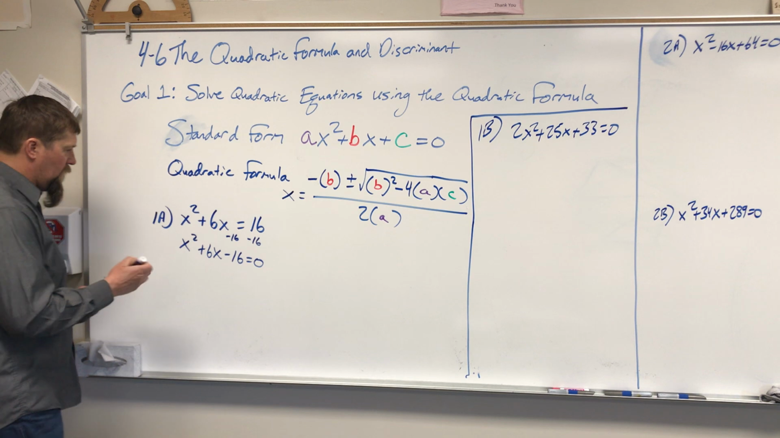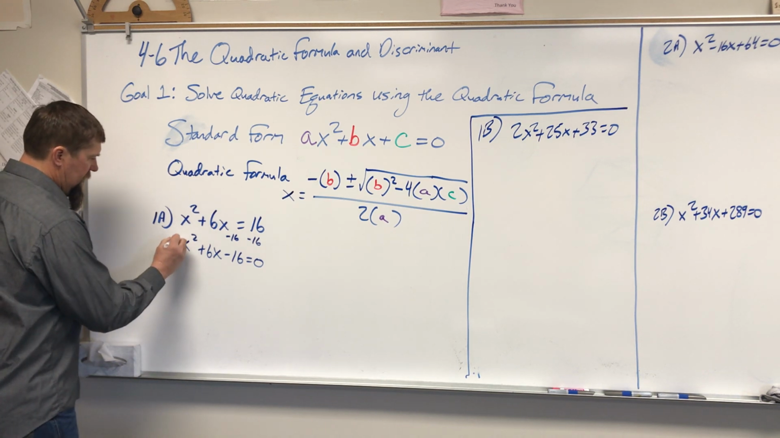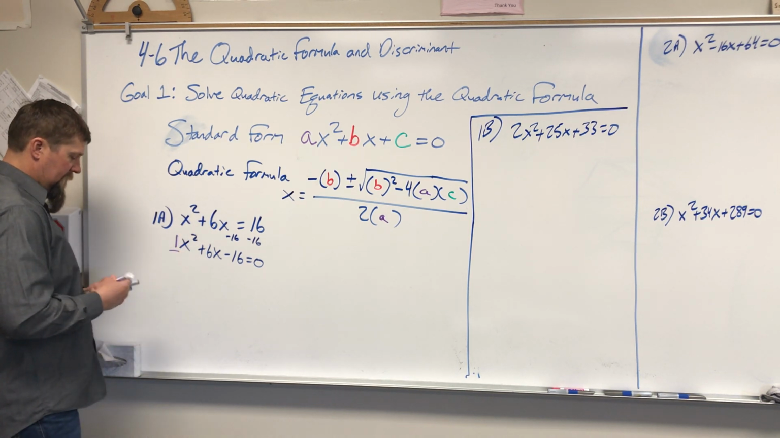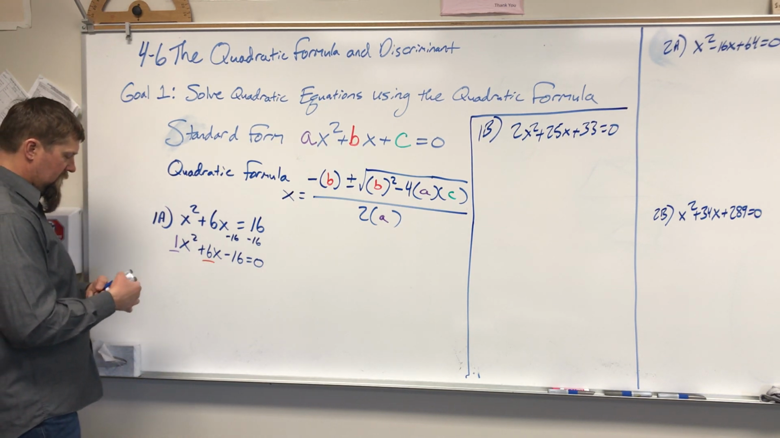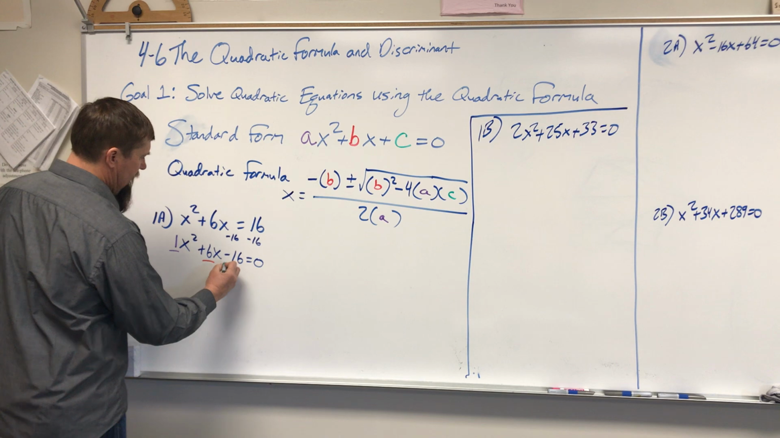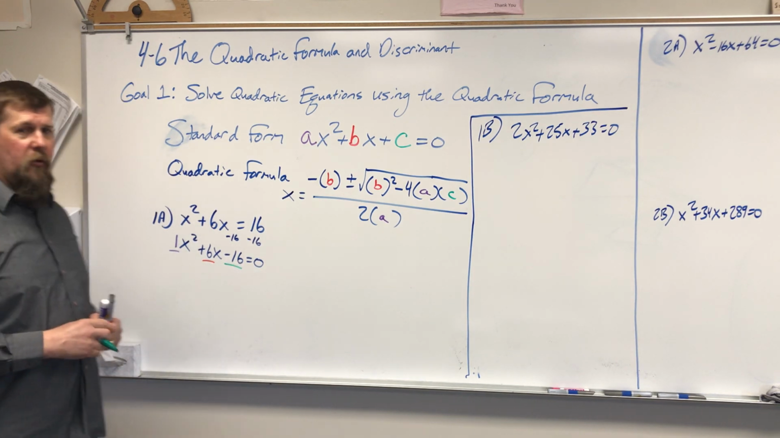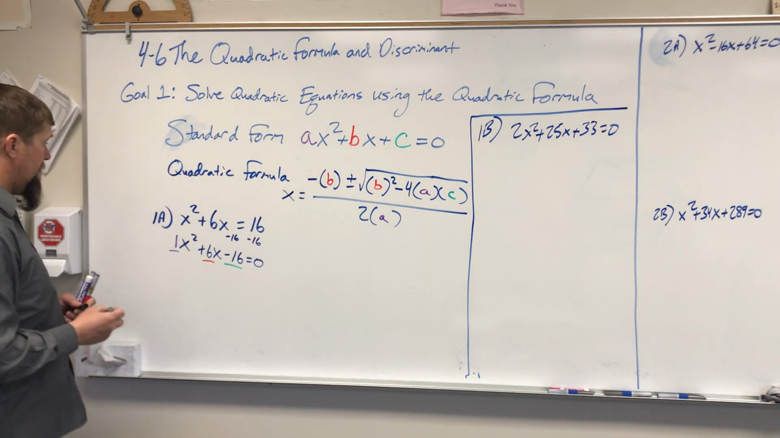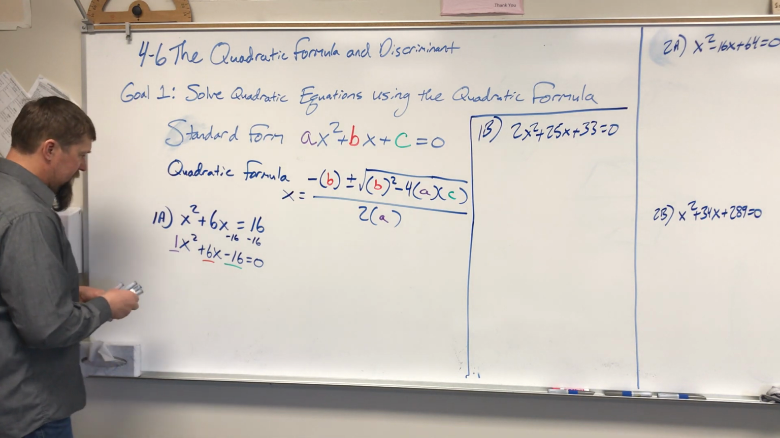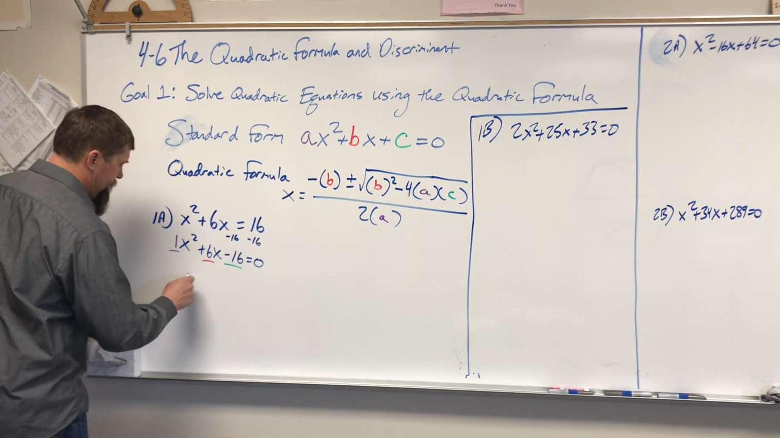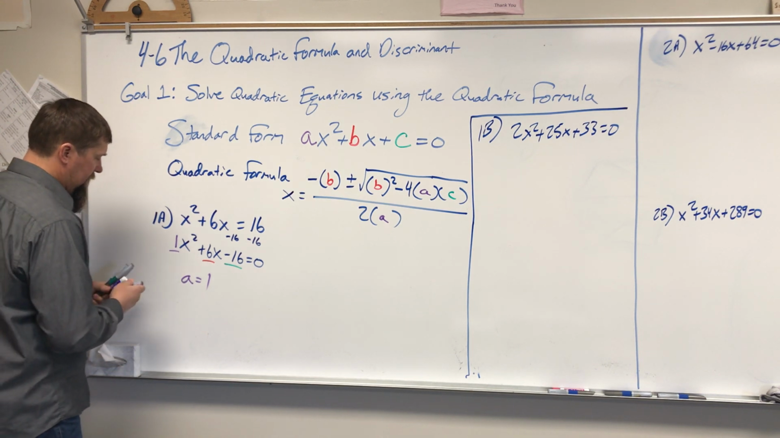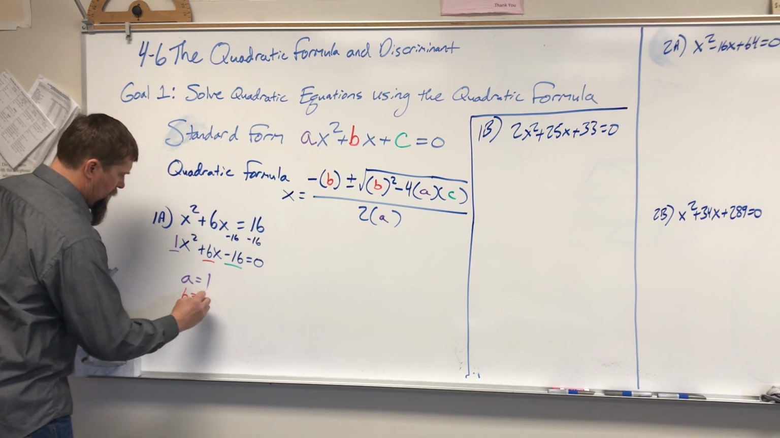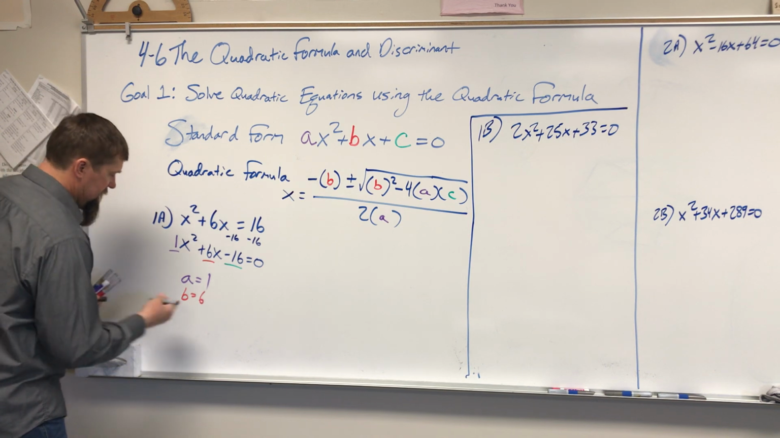Okay, so at this point, I know that a is 1. I know that b is 6. And I know that c is a negative 16. Very important you remember the negative there. Okay, so I'm going to write these out. A equals 1. B is equal to 6. And C is negative 16.